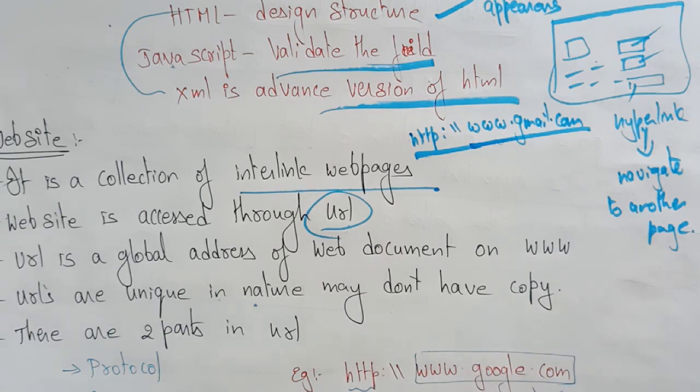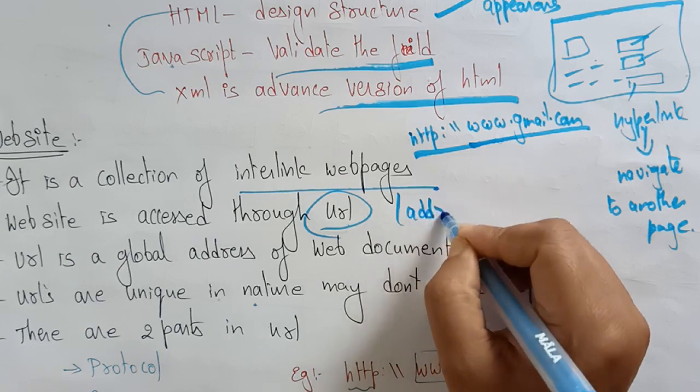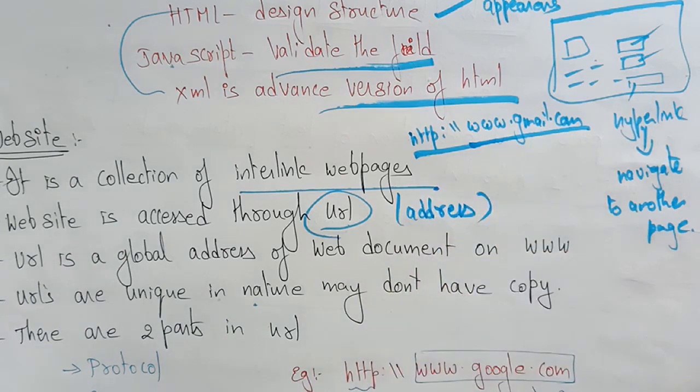If you want to go somewhere, you need to know the address, then only you can go to that place. In the same way, for a website, if you know the URL, you can access that website. That is just an address. URL is nothing but the address to where you have to go. So if you want to access any particular website, you need to know the URL.